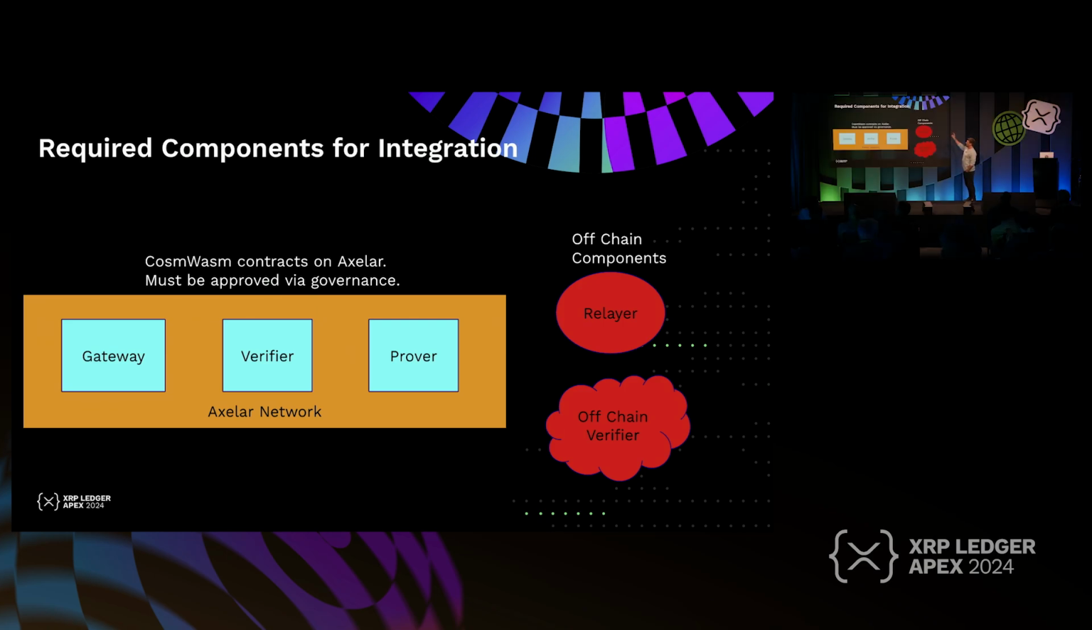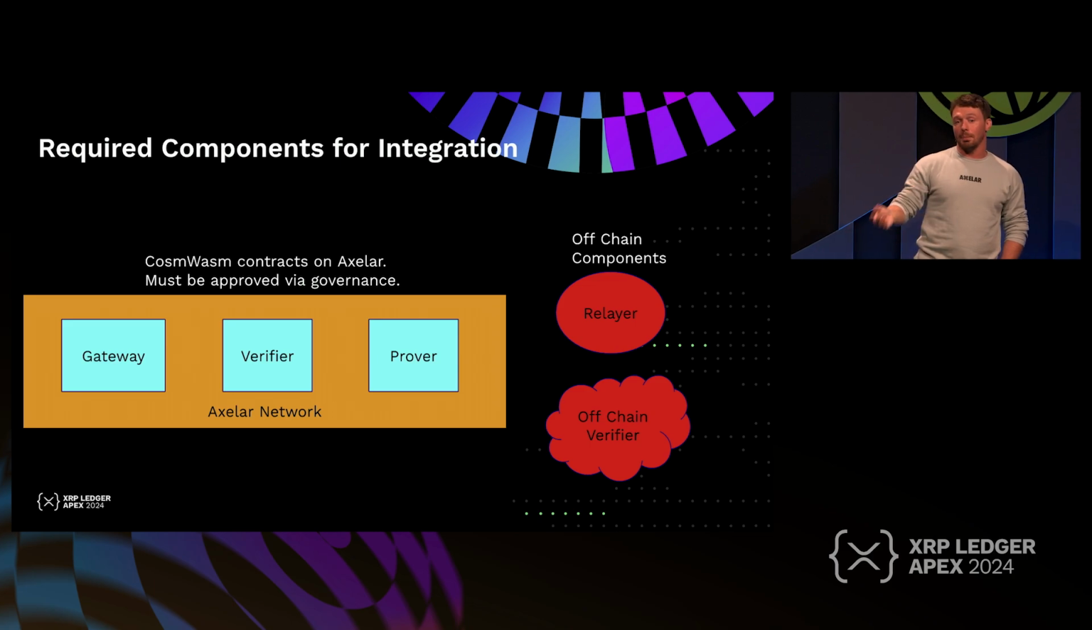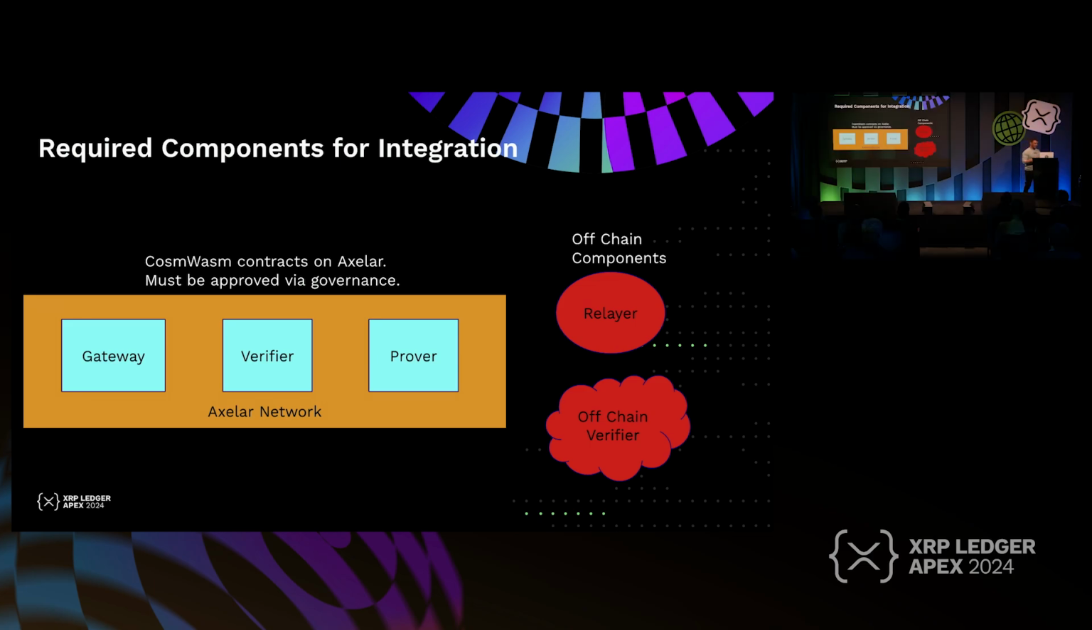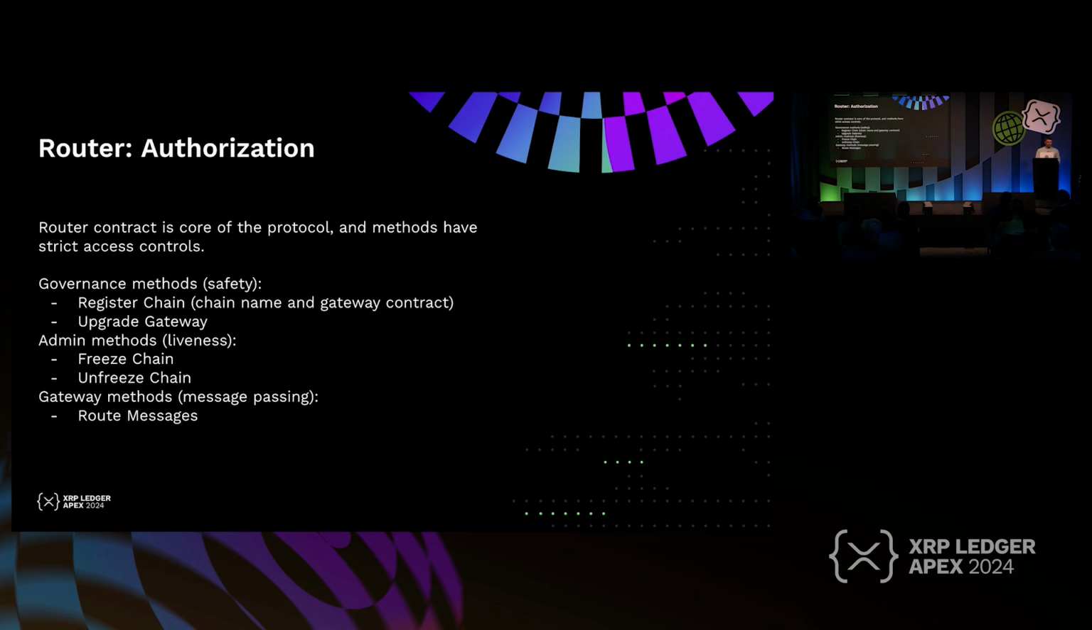You need to write a relayer, but a lot of times you could just reuse the existing relayer. It's pretty simple. And then you usually need some off-chain stuff, like the code the verifiers run to vote. So it's usually just things like how does someone look up a transaction via RPC on my chain, right? You need to write that in the off-chain verifier. So these are the things that you need to integrate. Once you have these, you can integrate with the Axelar network.